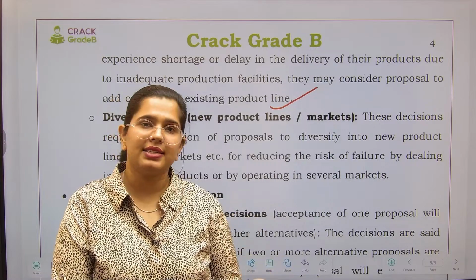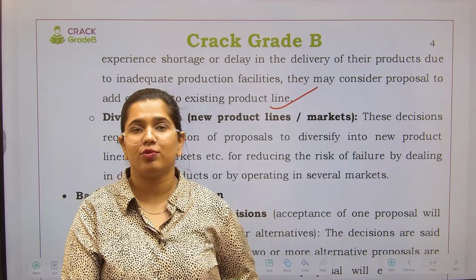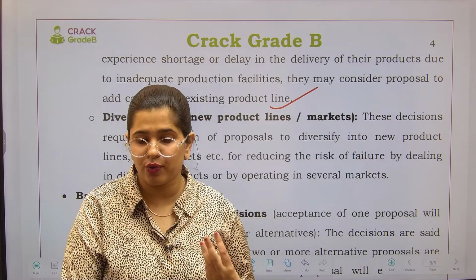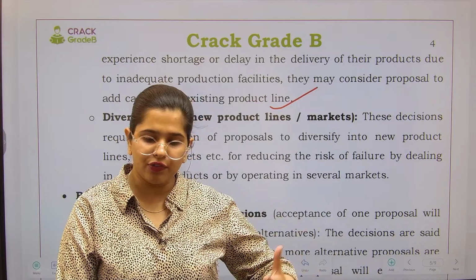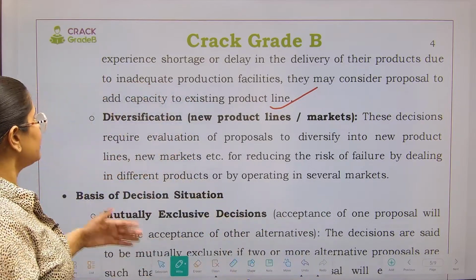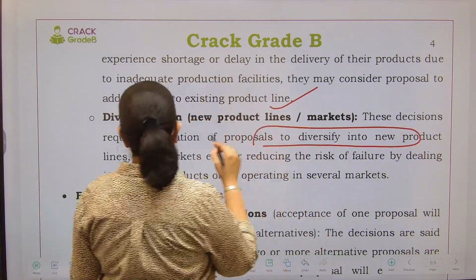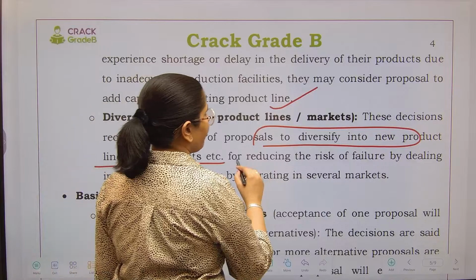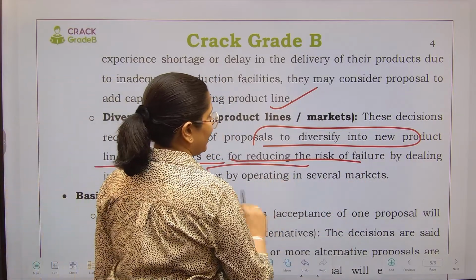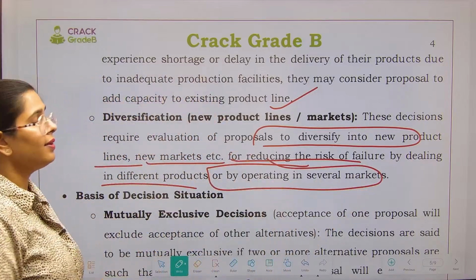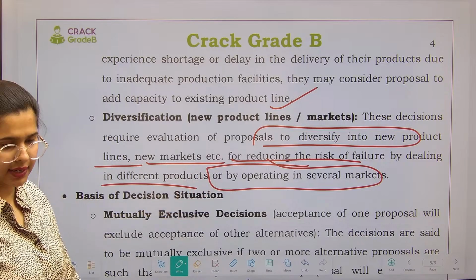Nobody wants to remain static. So in such cases, you need to make investments in building premises, machineries, and IT infrastructure. There are a lot of investments which you need to make. These decisions require evaluation of proposals to diversify into new product lines and new markets, reducing the risk of failure by dealing in different products or by operating in several markets, right? So if you want to diversify, you can go for that.